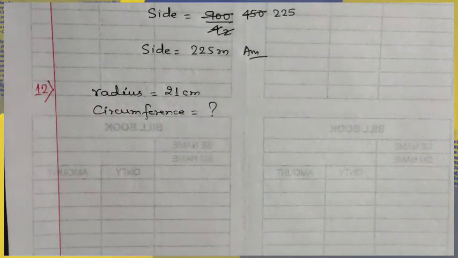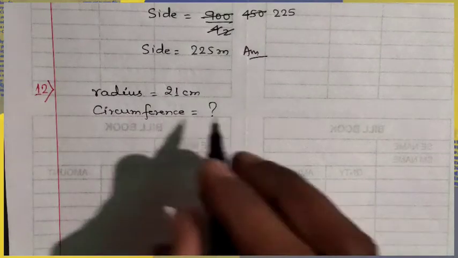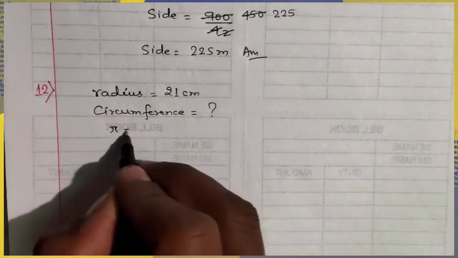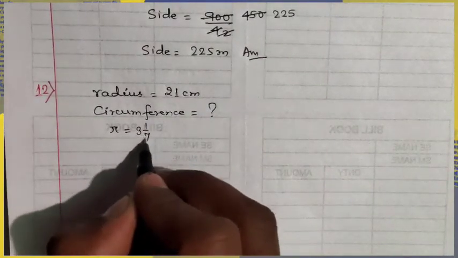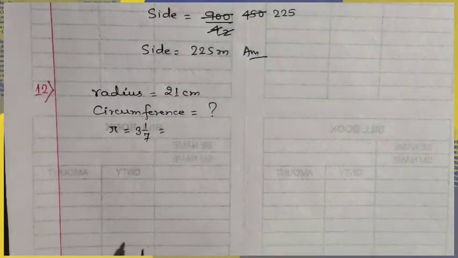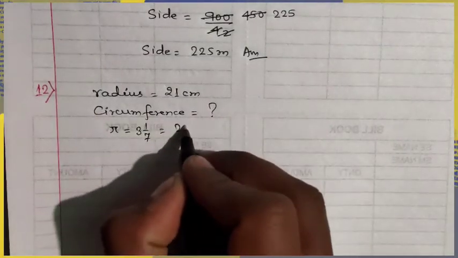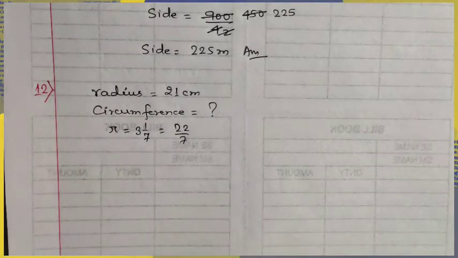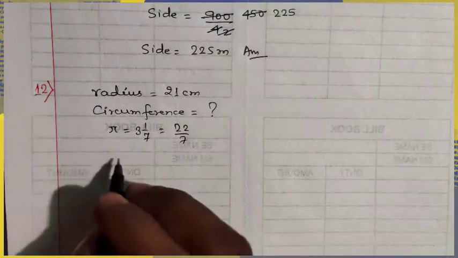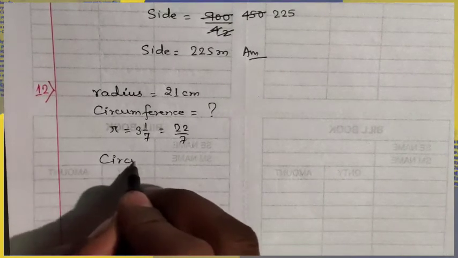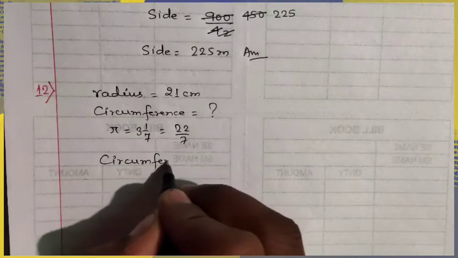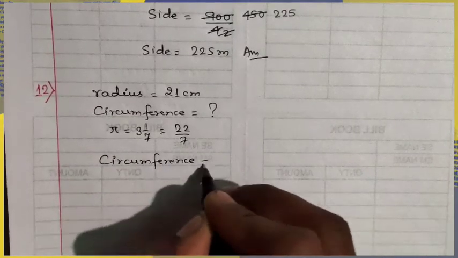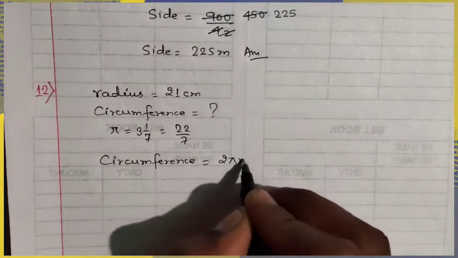And the question has said we have to use the value of pi. The value of pi is given as 3 whole 1 by 7. If we break the mixed fraction, it will become 22 by 7. This is the fixed value of pi, which you can use anywhere wherever pi is being given. Now we know the formula for circumference is equal to 2 pi r.